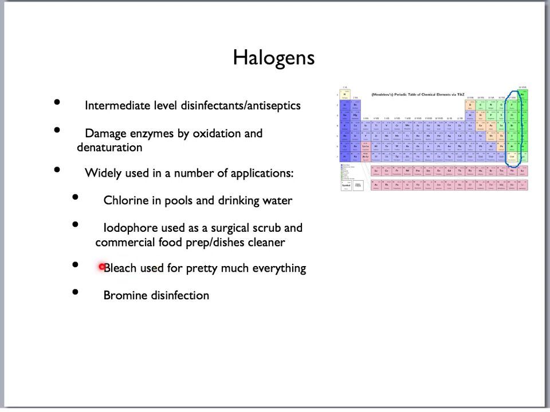Of these, bleach is the only one that can be used as a sterilant, and that's usually in fairly high concentrations with fairly high exposure times. And all of these are going to be affected by the amount of organic matter. So if you have cells by themselves versus cells in a very dirty solution... because the halogens work by reacting with organic matter, the more organic matter there is, the less effective the halogens are.